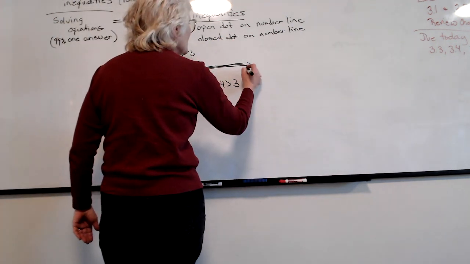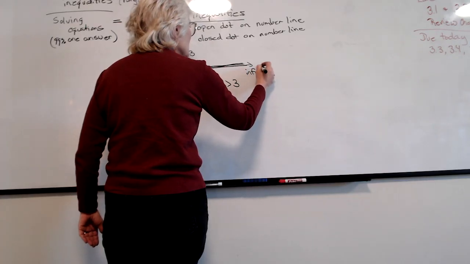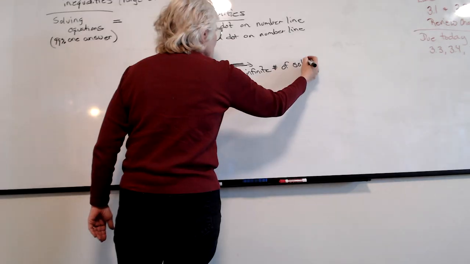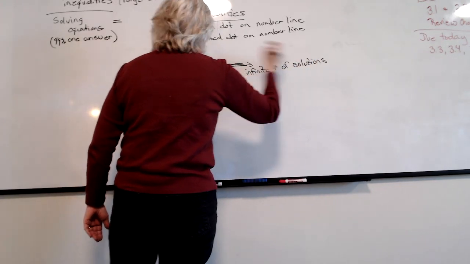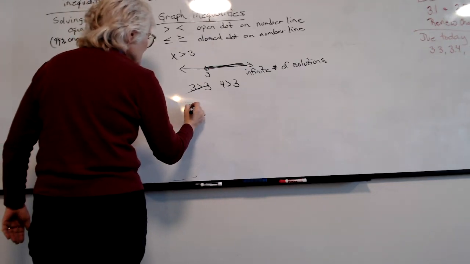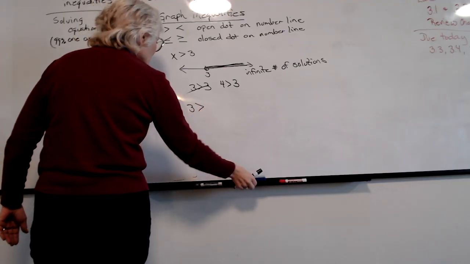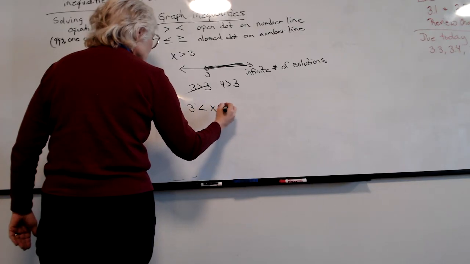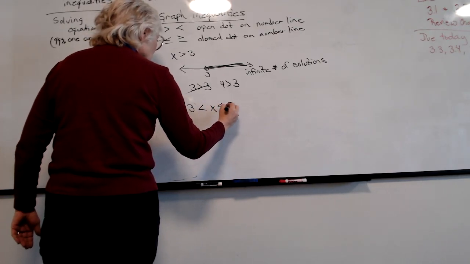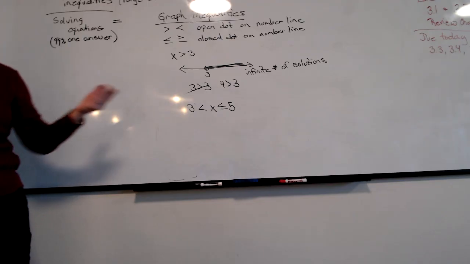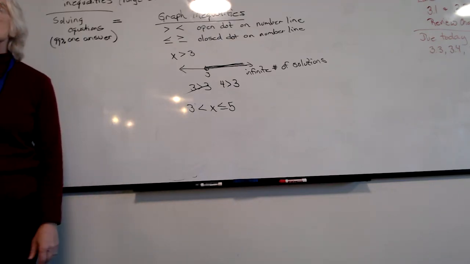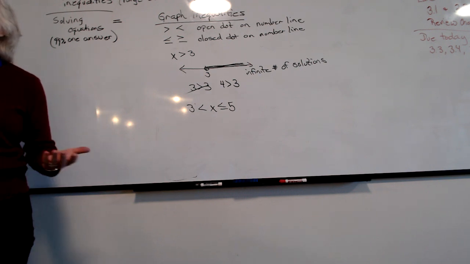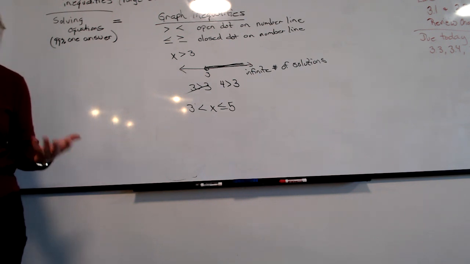In these, there's always an infinite number of solutions. Okay, if you have something like this, that's called a compound inequality. It gives you the smallest value of x and the largest value of x, so it's called compound.